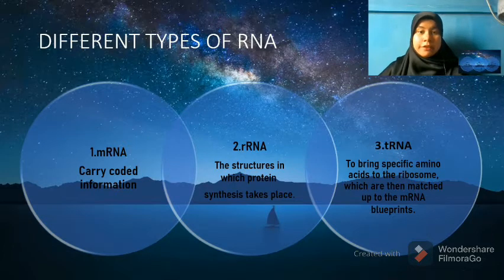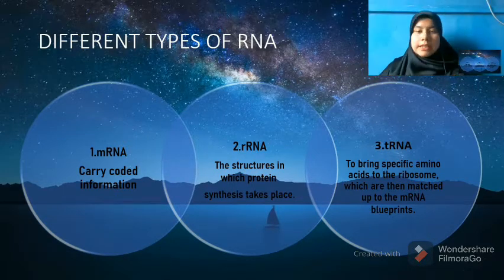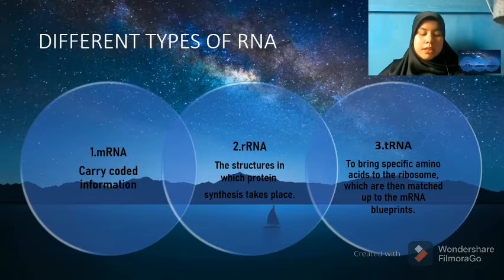Next, we see the different types of RNA; there are 3 types. The first one is mRNA, whose function is to carry coded information. The second one is rRNA, whose function is to be the structure in which protein synthesis takes place. And the third one is tRNA, whose function is to bring specific amino acids to the ribosome, which are then matched up to the mRNA blueprint.